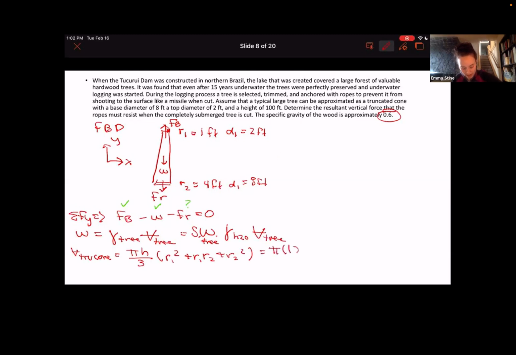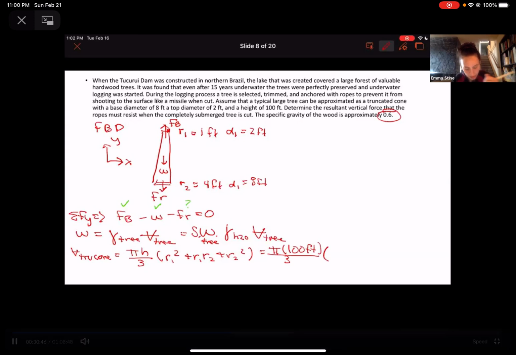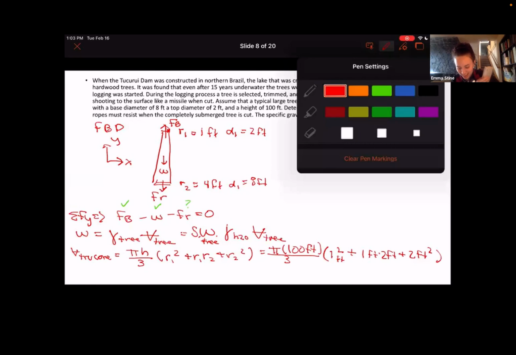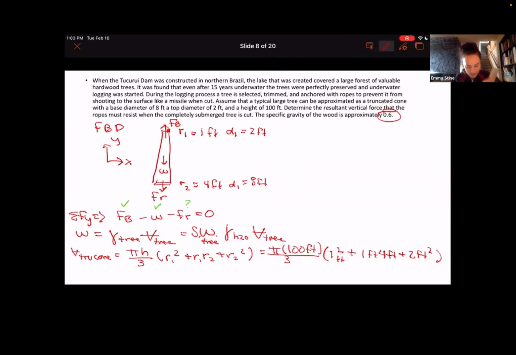We're going to get pi times 100 feet, which was given, over 3 times r1, which is 1 foot squared, plus 1 times 2 feet. I forgot my units on that one, plus 2 feet squared. I could do that really fast, but this is not right. No one put it in the chat? You didn't catch me? That should be 4, because the radius is 4 feet.